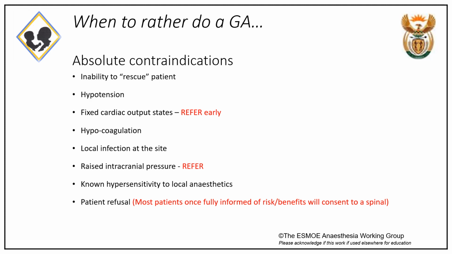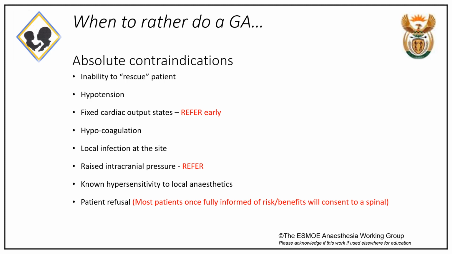Inability to rescue the patient. Even if a spinal anesthetic is planned, you still have the risk that the anesthetic needs to be converted to a general anesthetic. You may, for example, have a high spinal or a patient that becomes unstable. You need to be able to intubate and resuscitate such a patient.